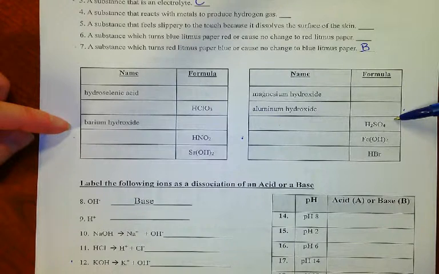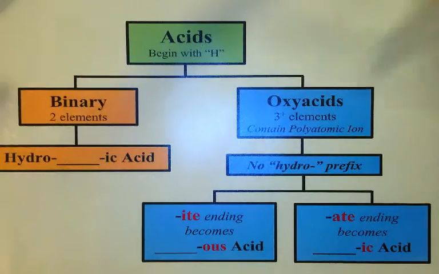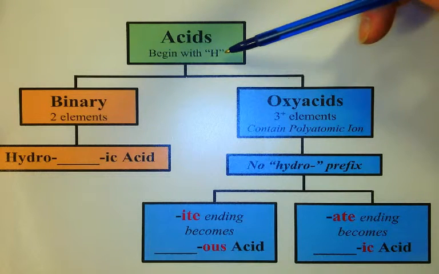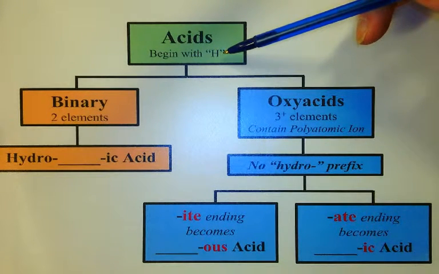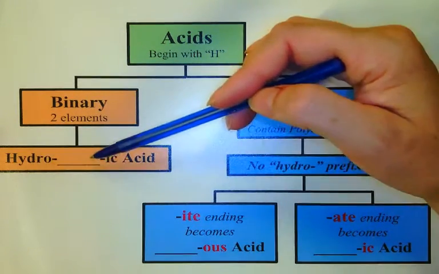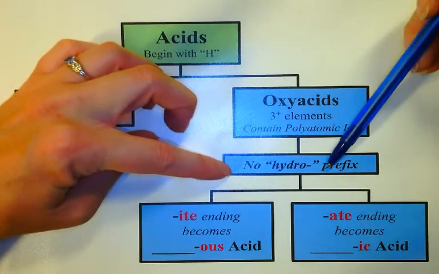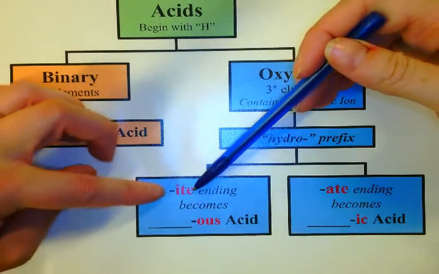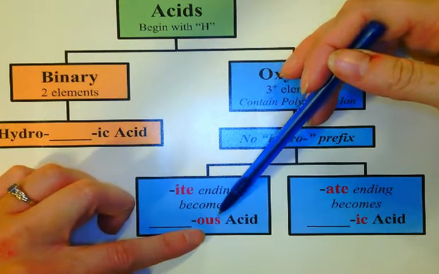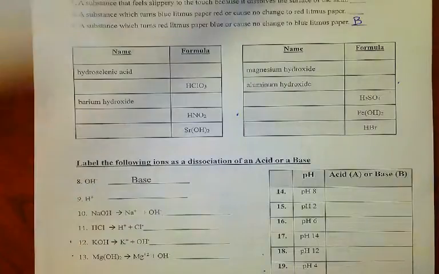Okay. This section right here is reviewing what we went over on the homework on pages 1 and 2, naming and writing formulas for acids. So I just wanted to remind you of this process: if it begins with H, that's the Arrhenius definition. Okay, it's an acid. If there are only 2 elements in it, then it's a binary acid, so we call it hydroselenic or hydrochloric acid. And if it's an oxyacid, if it has a polyatomic ion, we are not allowed to say hydro. We'd say chlorite becomes chlorous acid, and chlorate becomes chloric acid. Those are the rules. Okay?